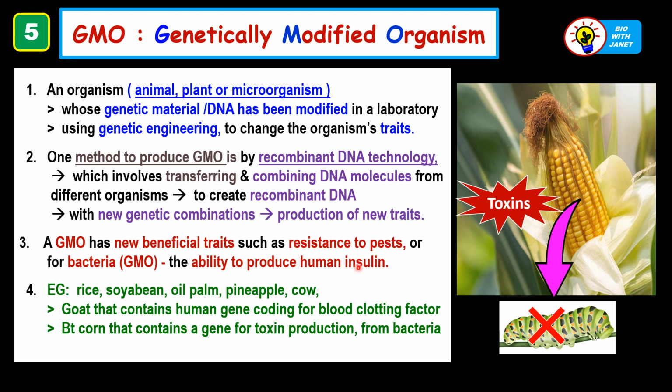For bacteria, there's one type that is genetically modified so that it has the ability to produce human insulin, because it has the human insulin gene in it. Examples of organisms that have been genetically modified are rice, soybean, oil palm, pineapple, and cow. There's a goat that can produce human clotting factor, and BT corn is corn that contains a gene for toxin production from bacteria. Let's find out more about BT corn.